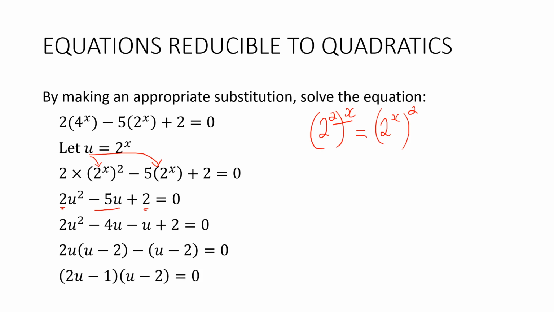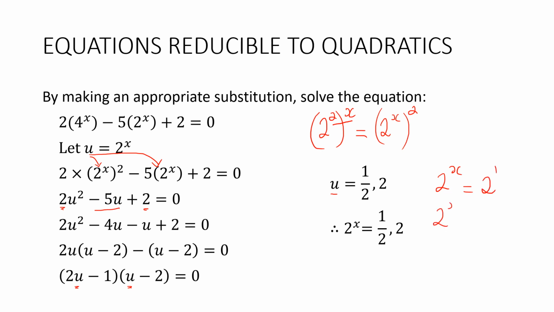Now let's solve it. What makes 0 here? A half. What makes 0 here? 2. Now don't just stop there. We're not solving for u. We are solving for x. So let's substitute back in. 2 to the power of x is equal to a half, or 2. Now, 2 to the power of x is equal to 2. That's fairly easy. x would have to be 1.